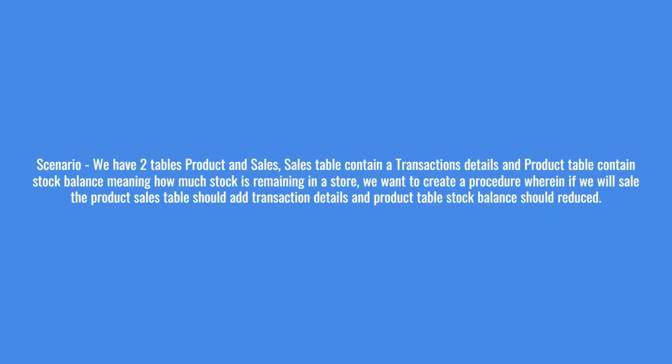We want to create a procedure wherein, if we sell a product, the transaction details should be added in the sales table, and the product table should reduce the balance by whatever product quantity we have sold. That particular quantity has to be reduced in the product table, and in the sales table the transaction has to be added. So I hope you understand the scenario.